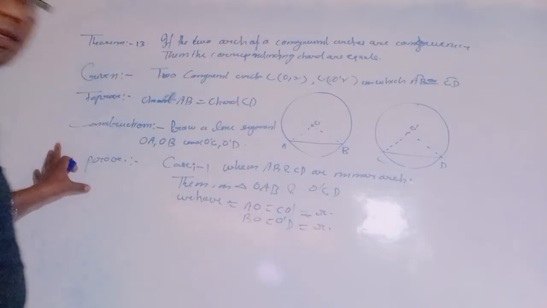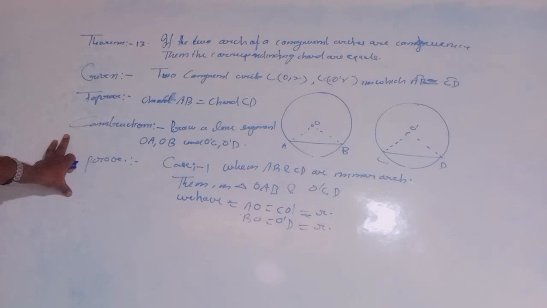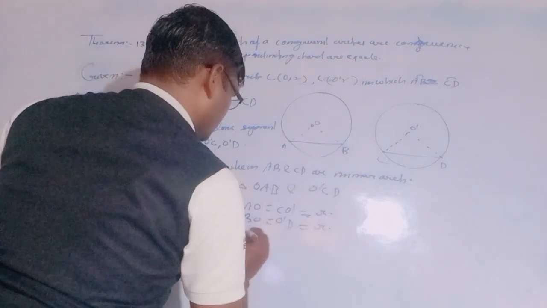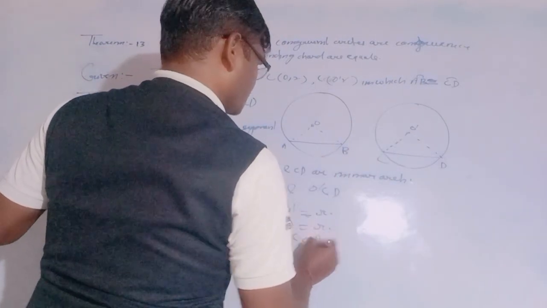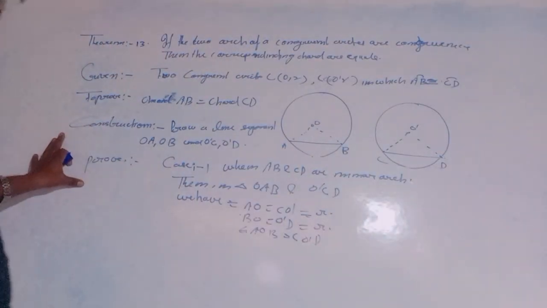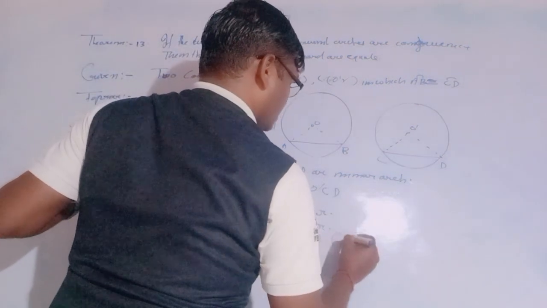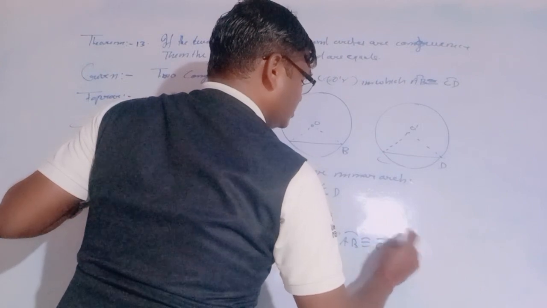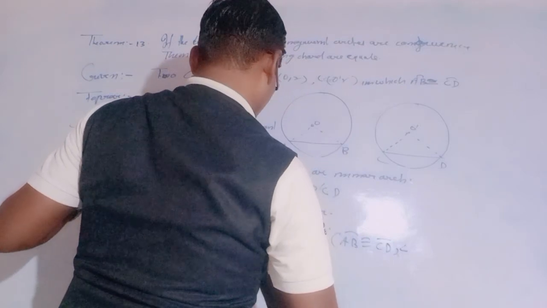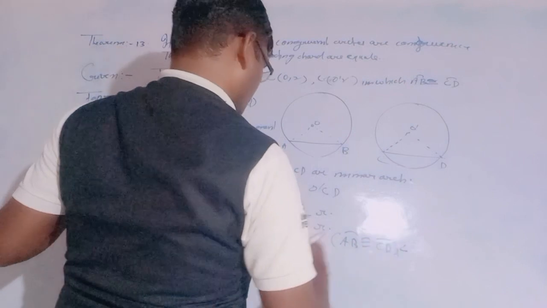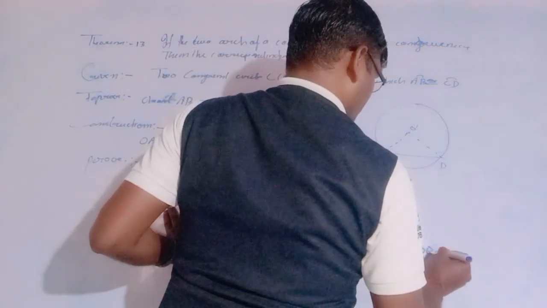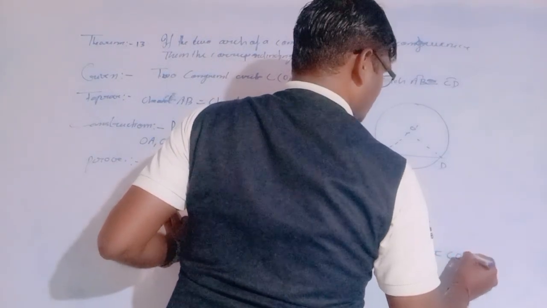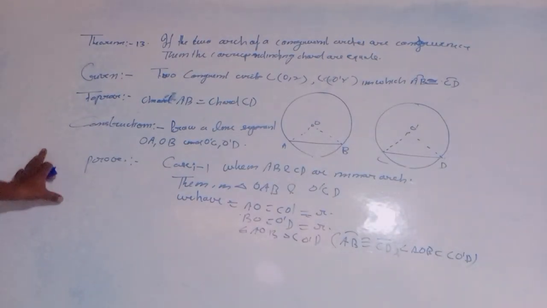because equal arcs subtend equal angles, as we are discussing here. And angle AOB is equal to angle CO dash D. Why? Because the reason is that arcs are equal and angles are equal. Arc AB is congruent to arc CD, so angle AOB is equal to angle CO dash D. Both are equal.